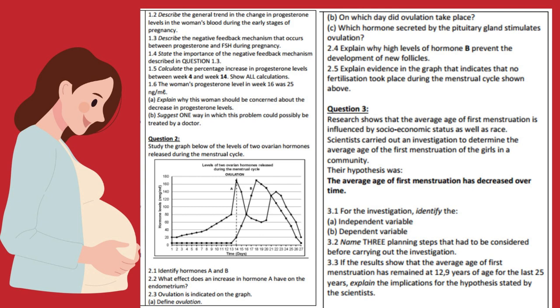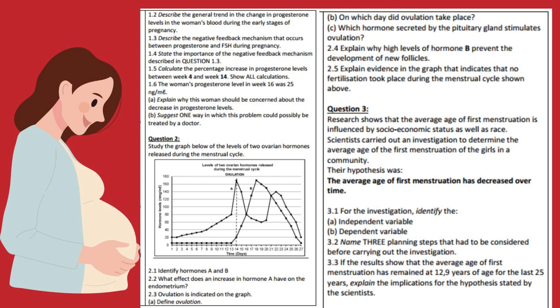Question 3. Research shows that the average age of first menstruation is influenced by socioeconomic status as well as race. Scientists carried out an investigation to determine the average age of the first menstruation of the girls in a community. Their hypothesis was that the average age of first menstruation has decreased over time.